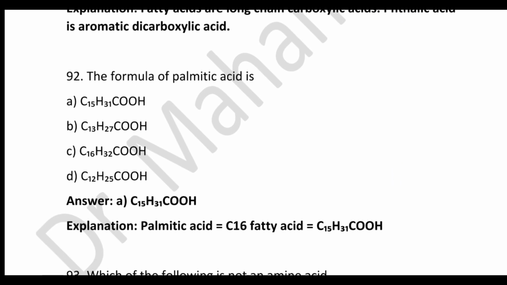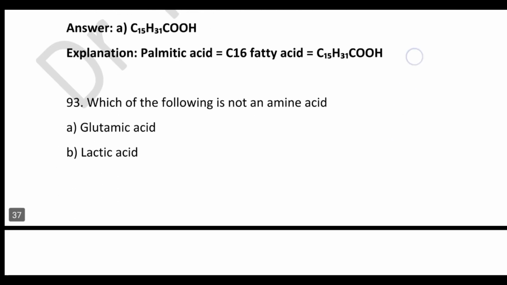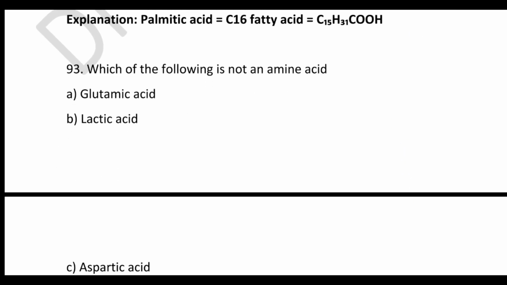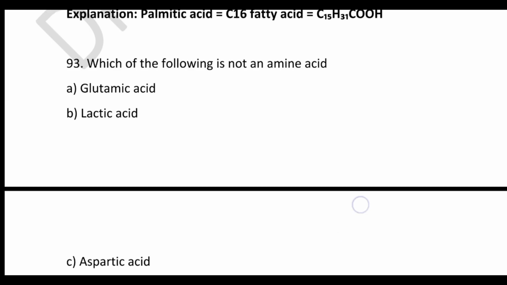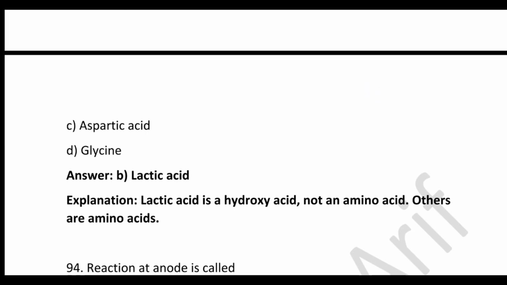The formula of palmitic acid is, correct answer is option A, that is C15H31COOH. Which of the following is not an amino acid? Correct answer is option B, that is lactic acid, because lactic acid is a hydroxy acid, it's not an amino acid, and the other mentioned are the amino acids.